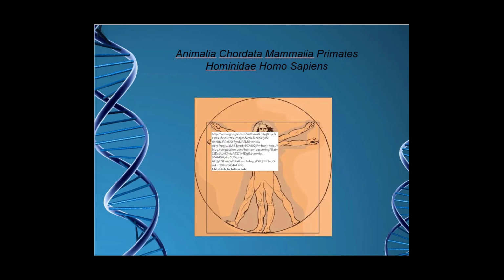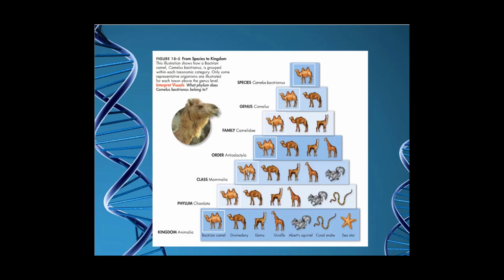So anyways, moving on. Check this out. They were going to use this example of a camel, a Bactrian camel, a two-humped camel. Starting at the very broadest definition, we've got kingdom, the animal kingdom. All this stuff can be in the animal kingdom: camels, llamas, giraffes, squirrels, coral snakes, sea stars, all that stuff is an animal. Okay, but let's move up to phylum.